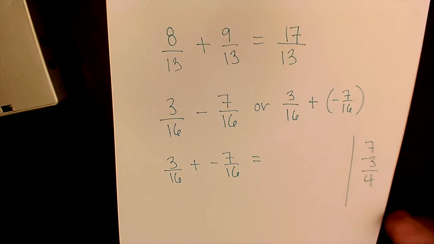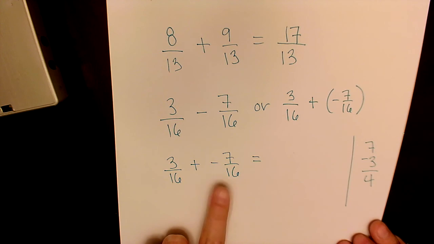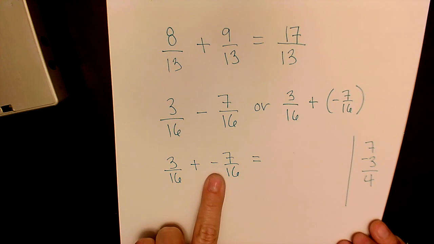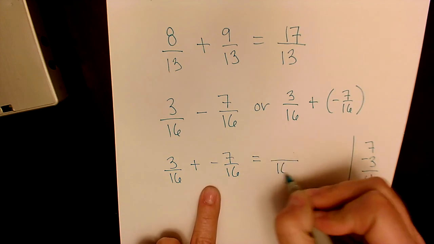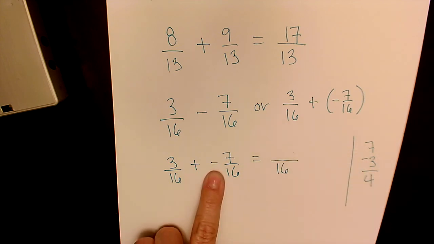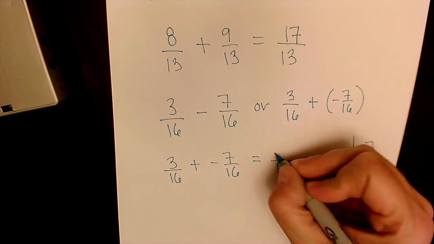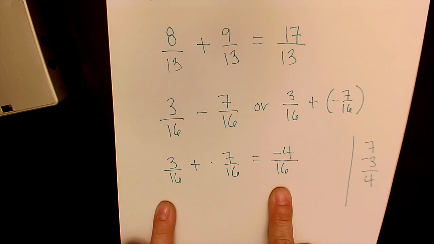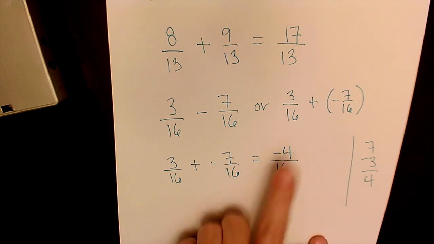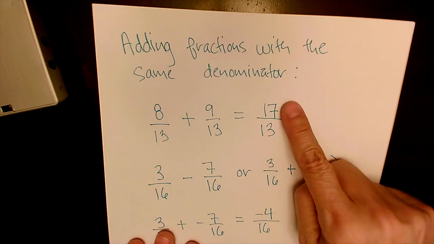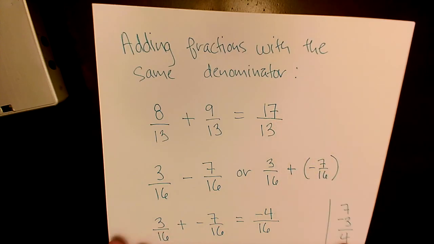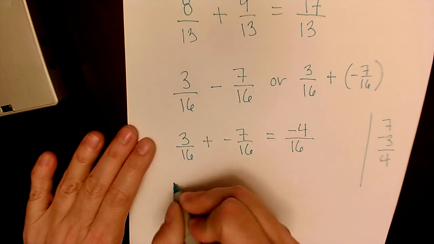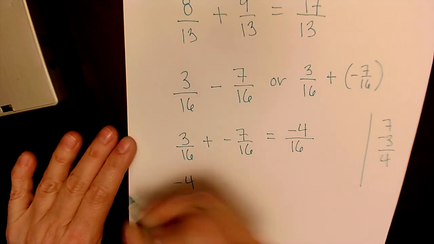which is 4, and then remember, I need to see who has more. The sign goes with whoever has more. So there's more negatives with the negative 7. So this will be a negative 4 over 16. Remember, I just bring the 16 over. Now, with this problem, these are both prime numbers. We can't reduce that. But here, I'm not done because I can reduce this.